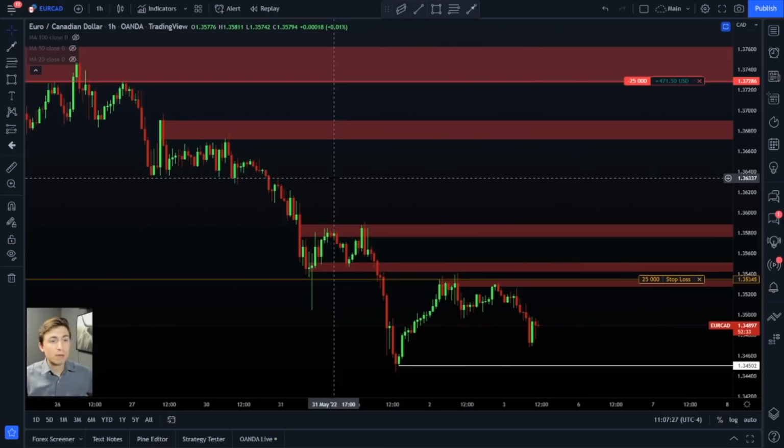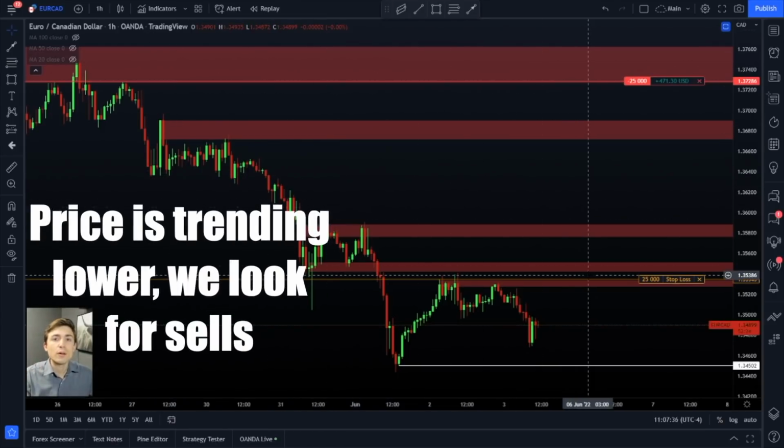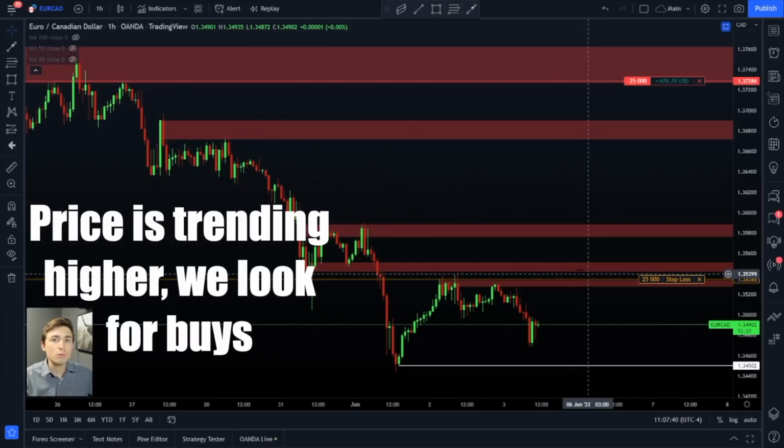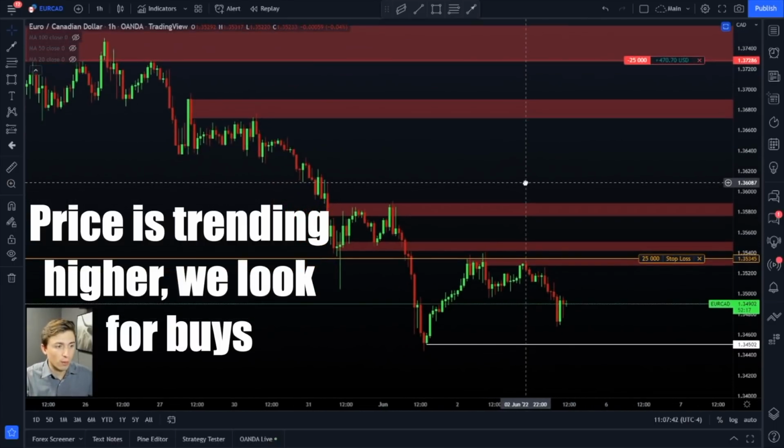Just from a high level, we as price action traders are going to use price to make a decision. And when price is trending lower, generally speaking, we are looking for sells. When price is trending higher, we are generally speaking looking for buys.